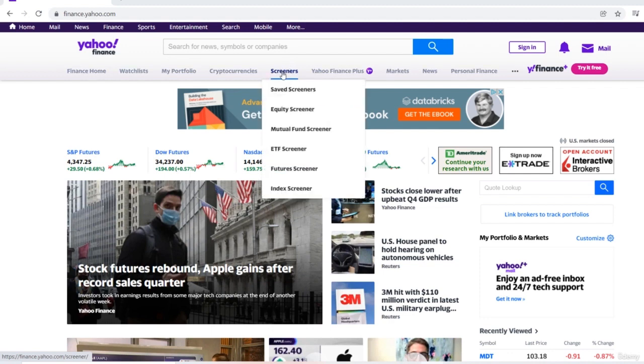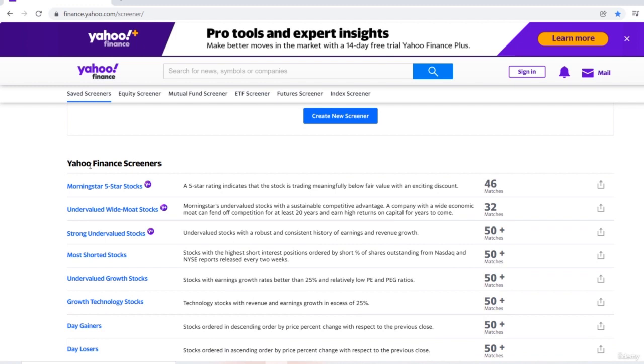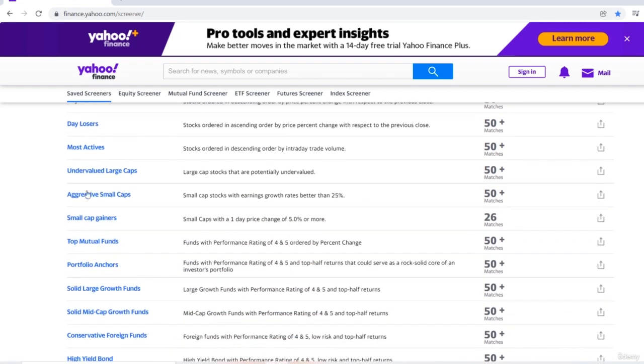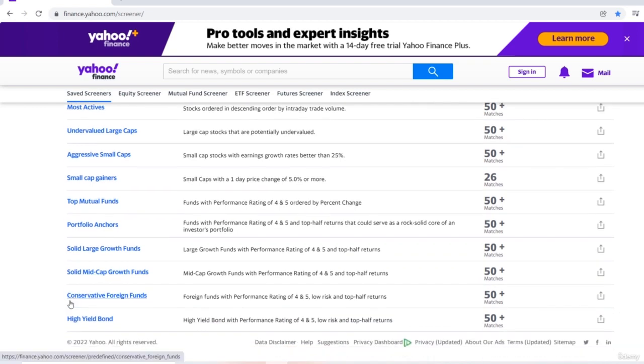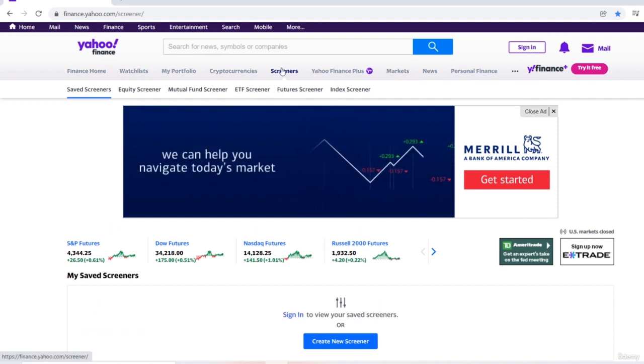If you just click on the main screeners link, if you have it set up like this in your country, it'll actually come up, if you scroll down, with some pre-built Yahoo Finance screeners, like most shorted stocks, undervalued growth stocks, growth technology stocks. So you can get something that's already pre-built for you. If you see something that might be interesting to you, you can take a look at that. But otherwise, we go back up here to screeners.